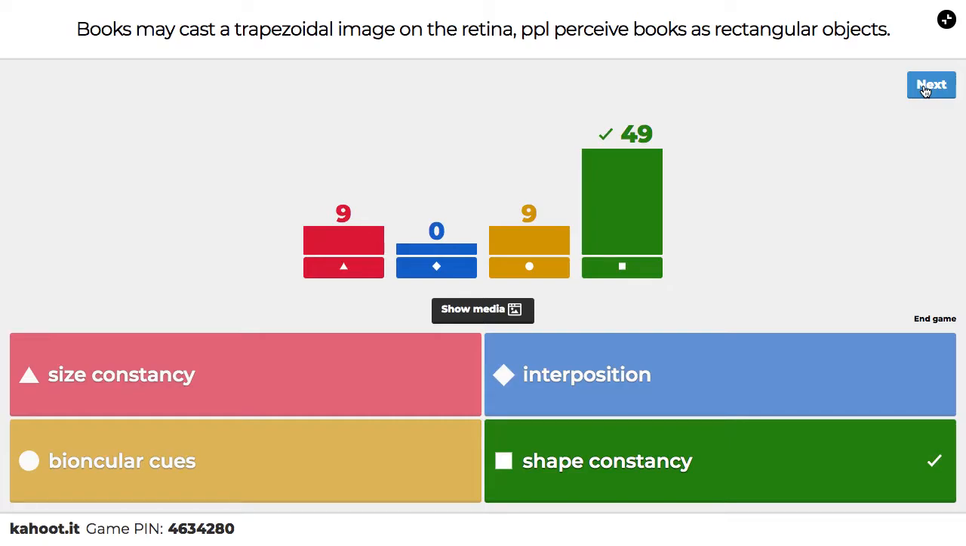Even though when I see a book and then I open the book, and it changes shape, I still perceive it to be a rectangle. That's shape constancy. Size constancy would be even if I took the book and threw it in the back of the room, I know it's not shrinking. It stays the same size.